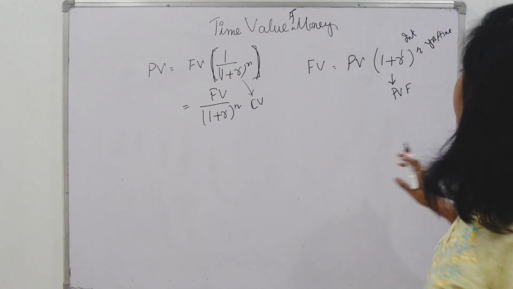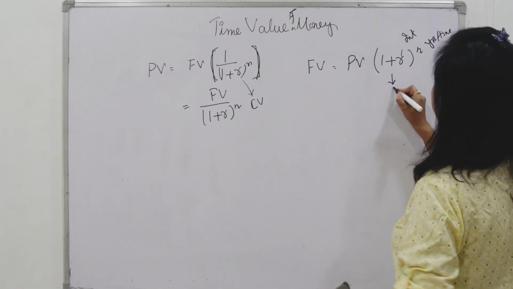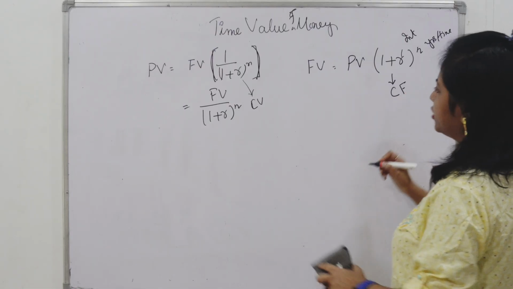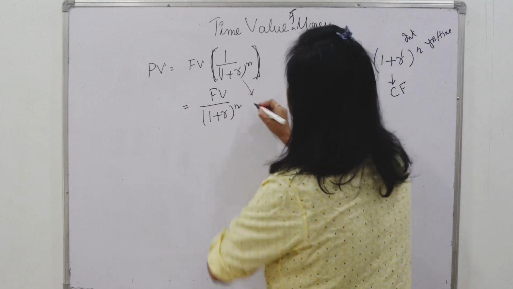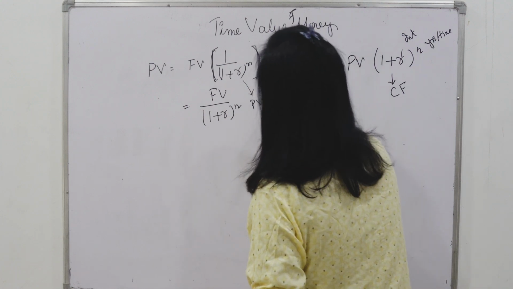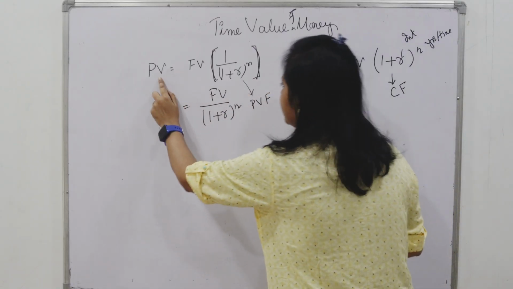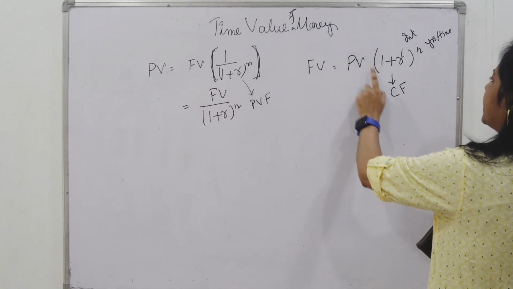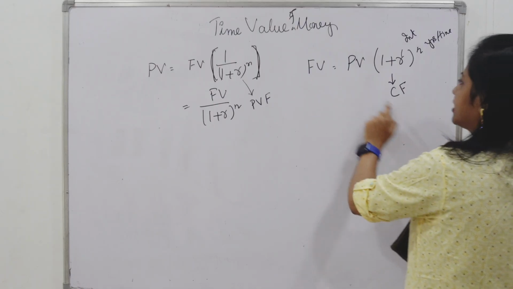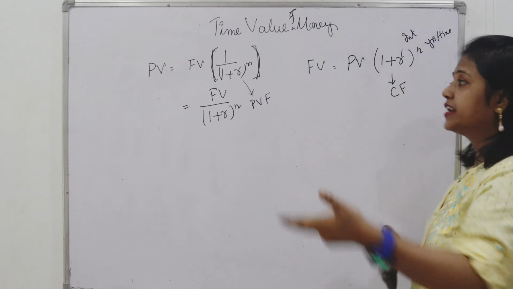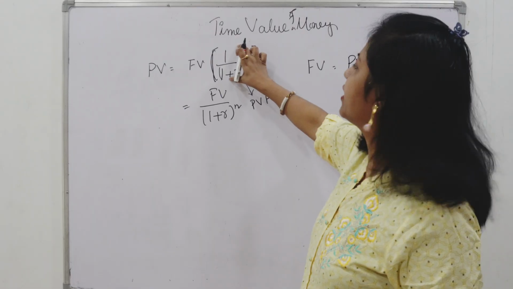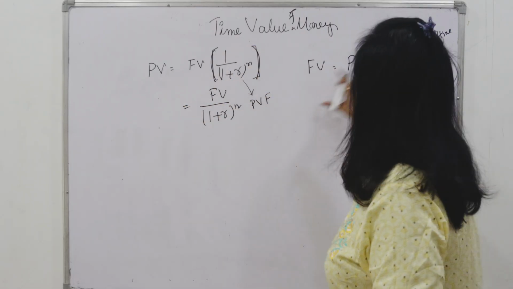This (1 plus r) to the power n is the compound value factor, or compounding factor, and 1 by (1 plus r) to the power n is the present value factor. So if you multiply the future value with the present value factor, you will get the present value, and if you multiply the present value with the compounding factor, you get the future value. So our idea is to know this factor. Once I know the factor, getting these values will be easy.